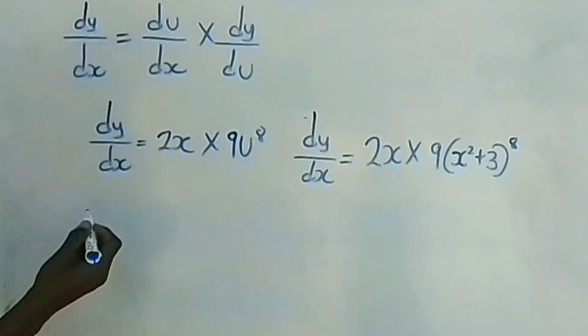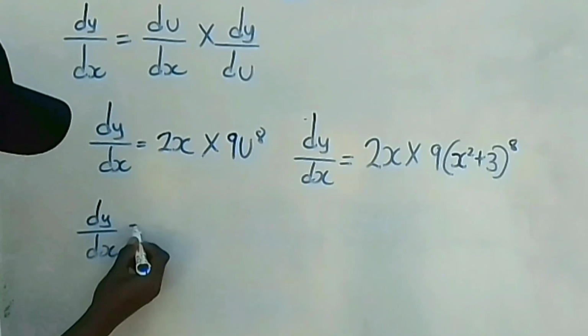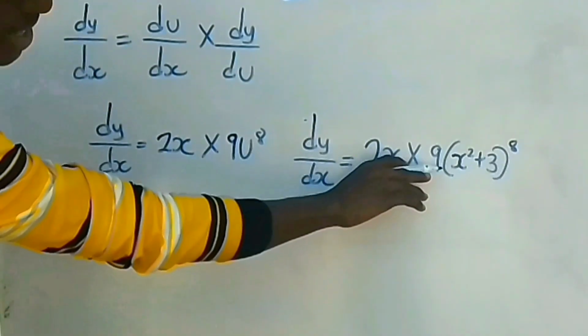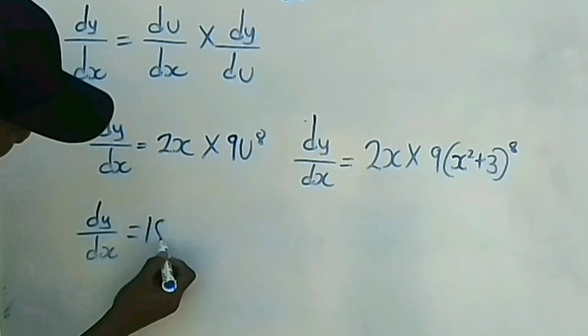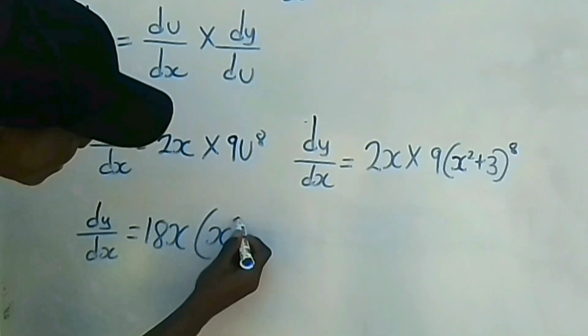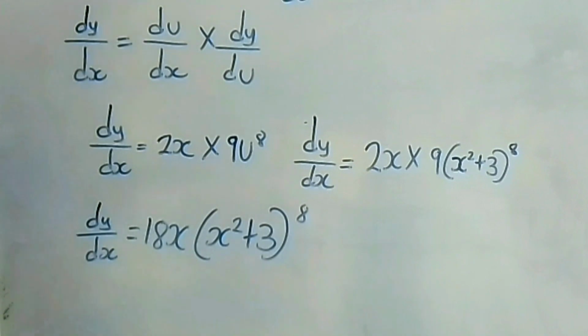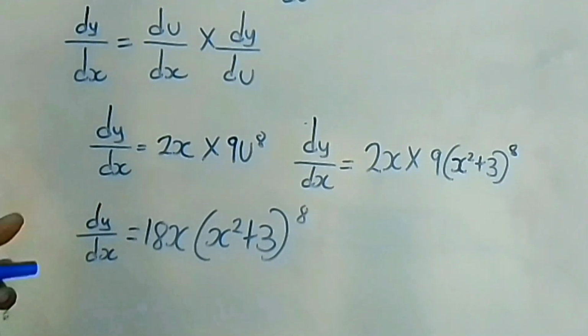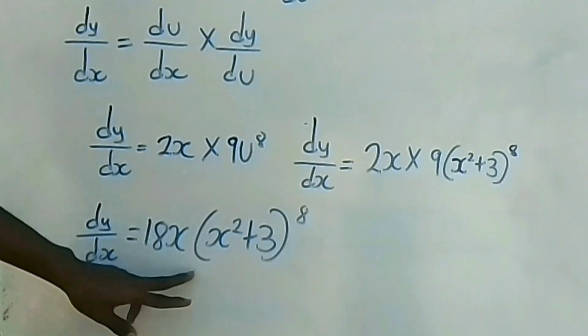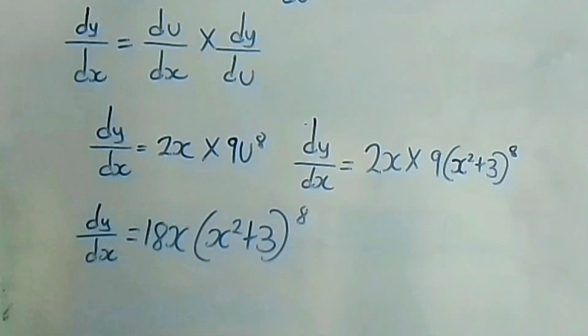So therefore, dy/dx equals 2x multiplied by 9. That is 18x. 18x into bracket (x² + 3)^8. So therefore, the derivative of y equals (x² + 3)^9 is given by 18x into bracket (x² + 3)^8.